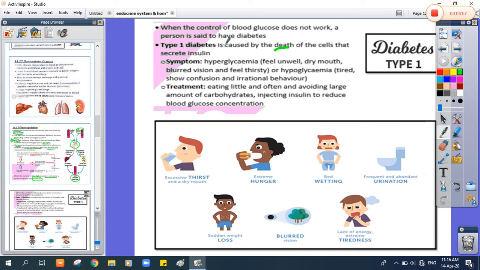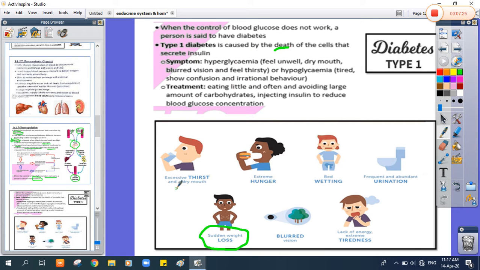Okay, what are the symptoms of diabetes type 1? We have many symptoms. The first one is sudden weight loss, because your body does not get any benefit from the glucose. It cannot use the glucose from the blood. So you will feel a sudden weight loss.